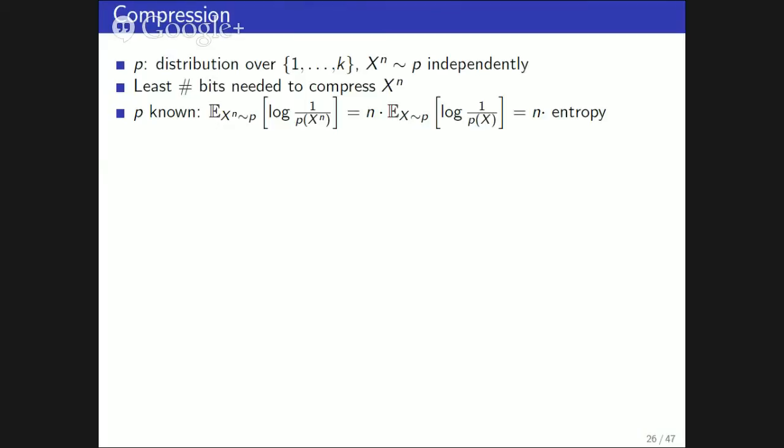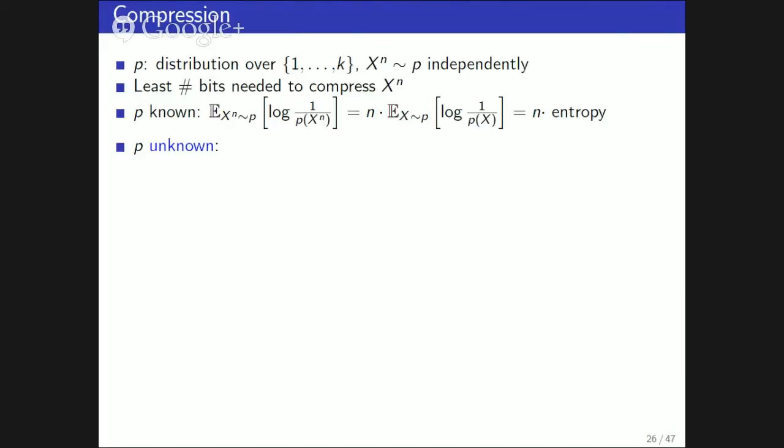And how do you get it? You get it by assigning to every sequence x, roughly speaking, if a sequence has probability p, you assign it log of 1 over p bits. But of course, in order to assign to a sequence x log of 1 over its probability, you need to know what the probability is. So that in general is not known.